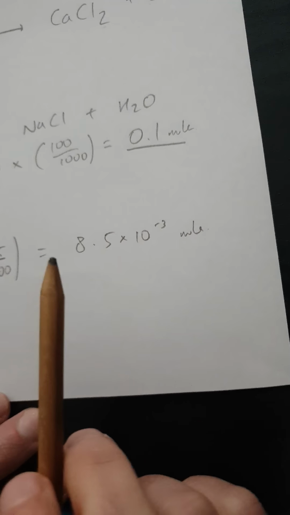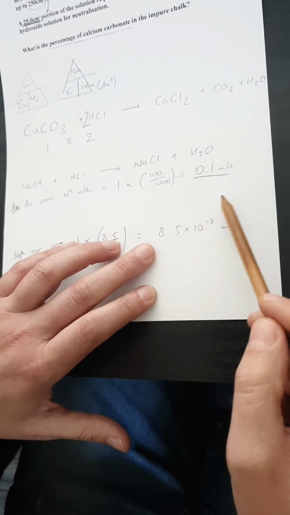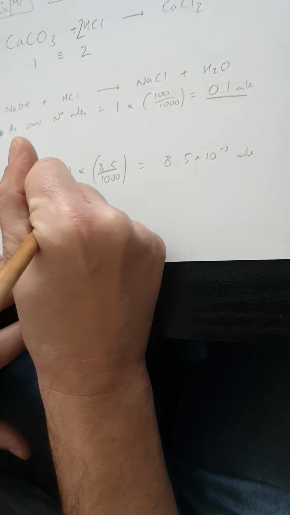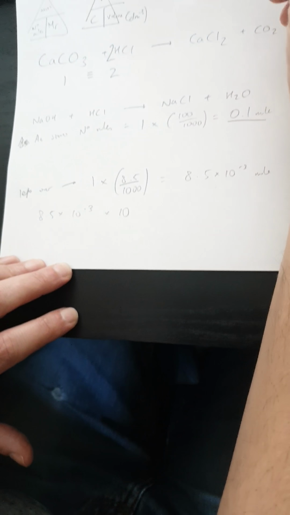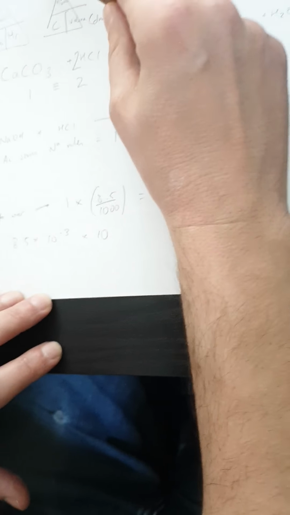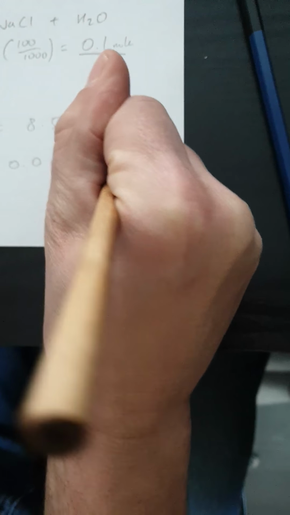Okay, now we've got one last little confusing bit here. We've got that 0.1 moles, but remember, when we titrated this, we took out a tenth of that. So in other words, we need to do 8.5 times 10 to the minus 3, times 10, because we took 25 centimeters cubed from our 250 centimeter cubed solution. So we took a tenth out. We worked out we got this, but this is only a tenth of it. So we times by 10, which gives us 0.085 moles. So that's what we got left over.